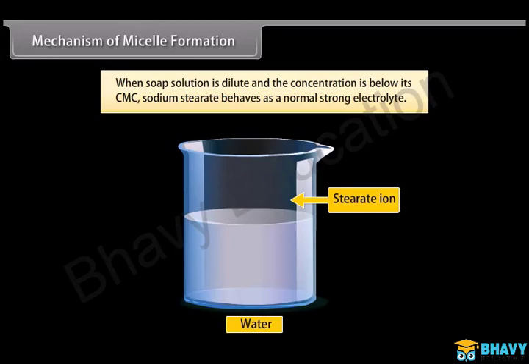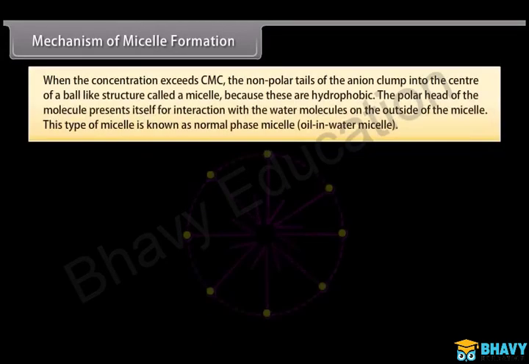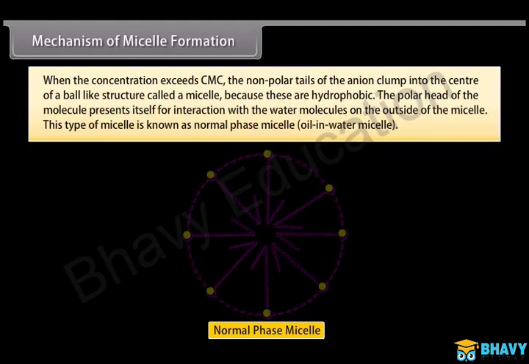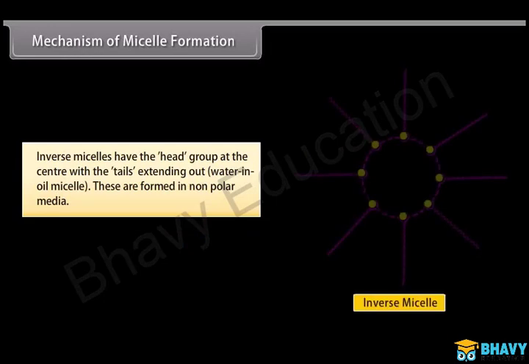a normal strong electrolyte. When the concentration exceeds CMC, the non-polar tails of the anion clump into the center of a ball-like structure called a micelle, because these are hydrophobic. The polar head of the molecule presents itself for interaction with the water molecules on the outside of the micelle. This type of micelle is known as a normal phase micelle. Inverse micelles have the head group at the center with the tails extending out. These are formed in non-polar media.